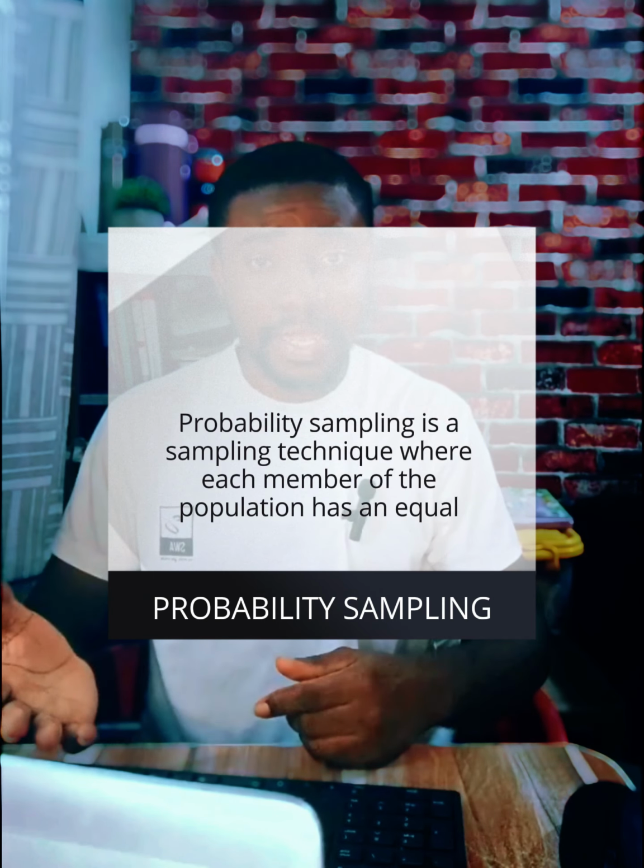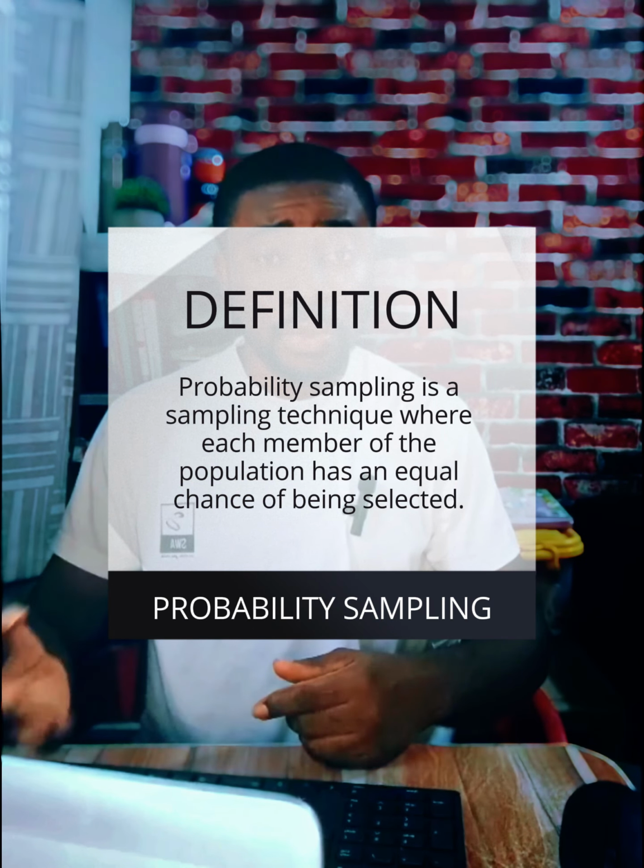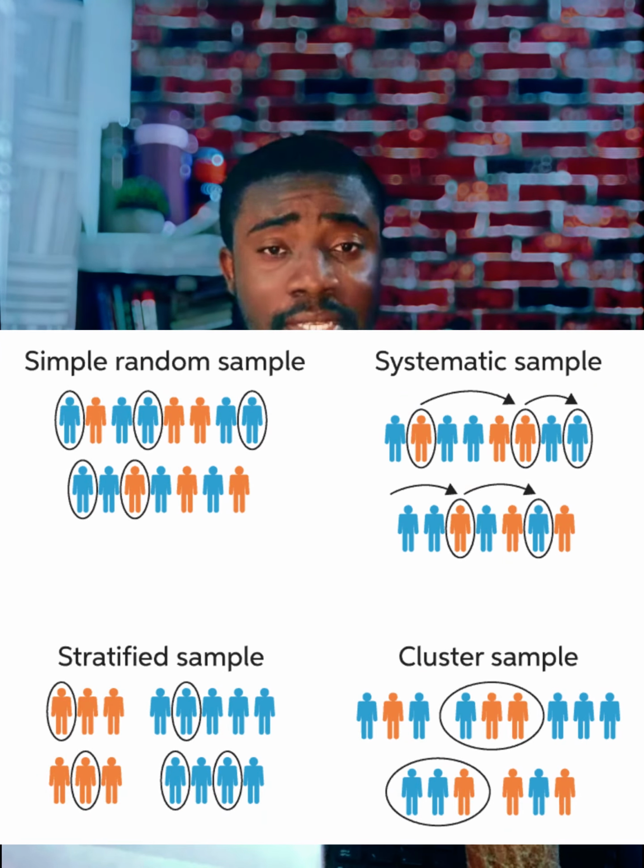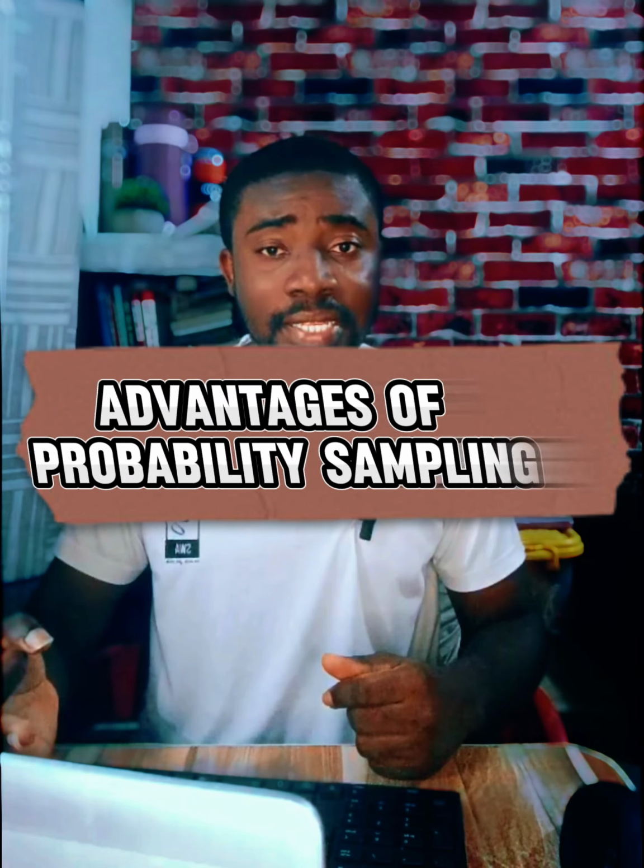Probability sampling is a sampling technique where you give the population an equal chance of being selected for a study. So examples include simple random, systematic, stratified, and cluster sampling. What are the advantages of probability sampling?